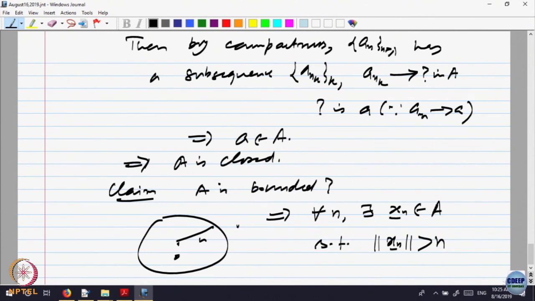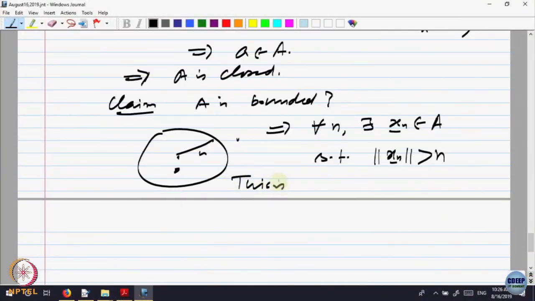Just what I was discussing, we have just written it out. So, can this sequence x_n have a convergent subsequence? Because it is a sequence in A and A is given to be compact, by compactness it should have a convergent subsequence. But can it? The points are going away and away from 0. The sequence x_n is unbounded, norm of x_n is bigger than n, and as n becomes larger this is becoming larger and larger. So, this sequence cannot have a convergent subsequence.